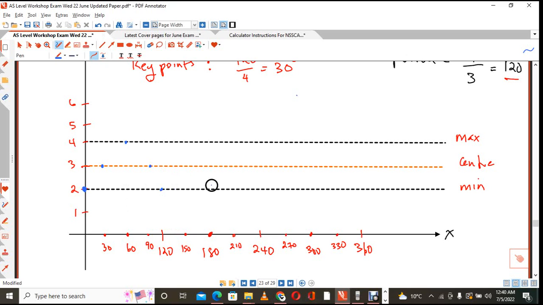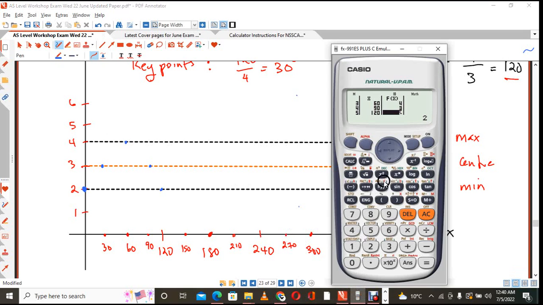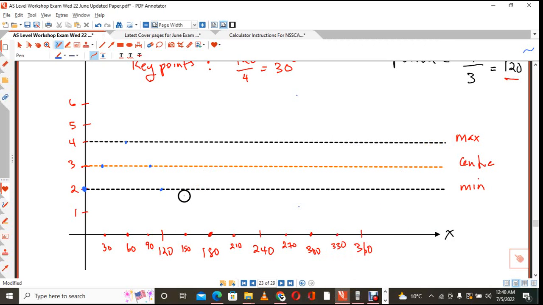So this graph is going this direction, and you can continue. You can have all those key points. I'll bring back my values. So I want to find 150 is 3, 180 is 4. So it goes back. 180 is 4.